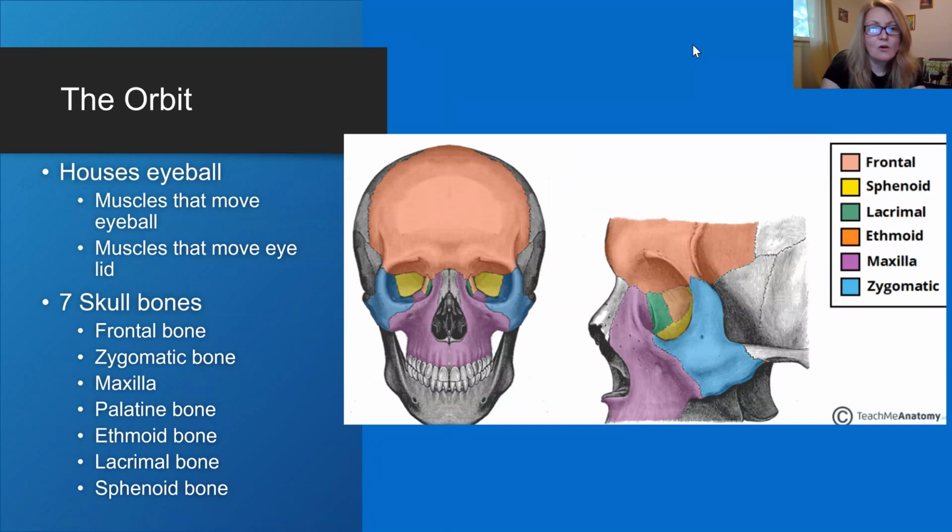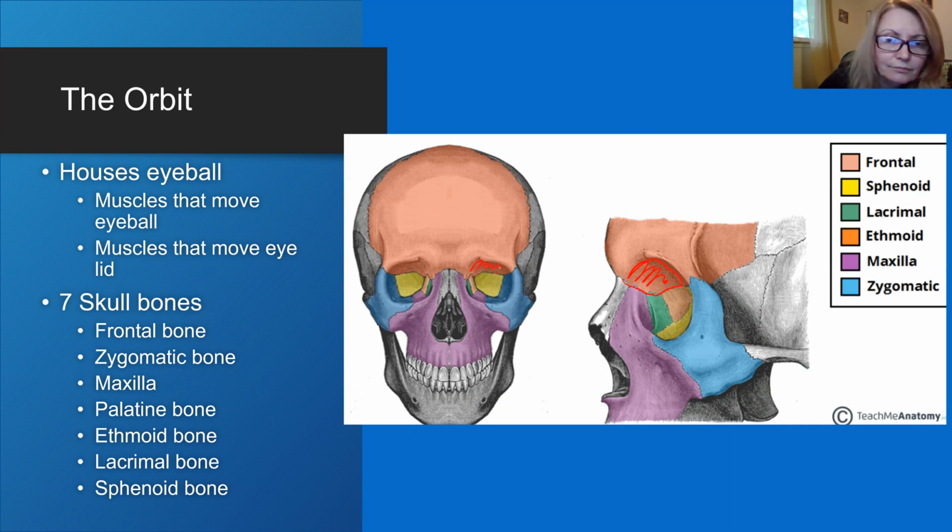Orbits. The orbit houses the eyeballs. Also, you have muscles that move your eyeballs and muscles that move your eyelids attached to some of these bones. And orbits are a really complicated structure. It's made of 7 skull bones, right? So let's look. Frontal, if you can find it, right? So here's the frontal, kind of orange, right? So that's a frontal bone right there.